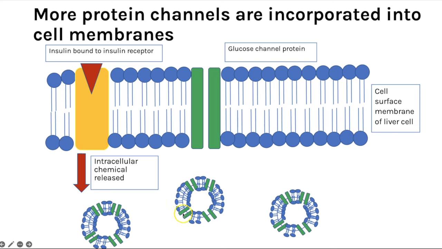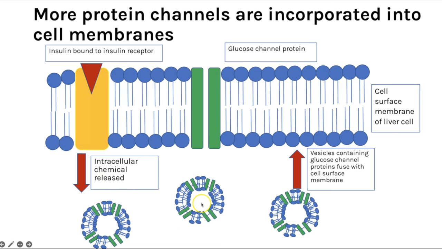which is what we're looking at here, these vesicles, which is just a sphere of phospholipid, and we've got the channel proteins embedded within that. And when these chemicals are released, it causes these vesicles, which contain those glucose protein channels, to move towards the cell surface membrane, and they then fuse with that cell surface membrane. And as a result, you would then have all of these extra protein channels embedded within the cell surface membrane, so there's a larger surface area for that facilitated diffusion of glucose from the blood into the liver cell.